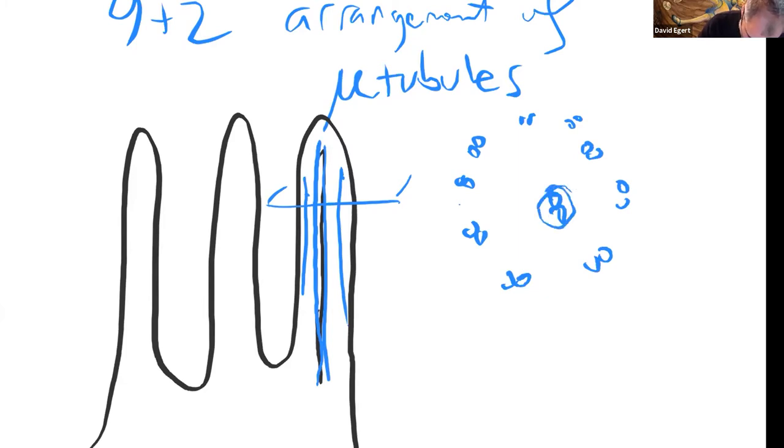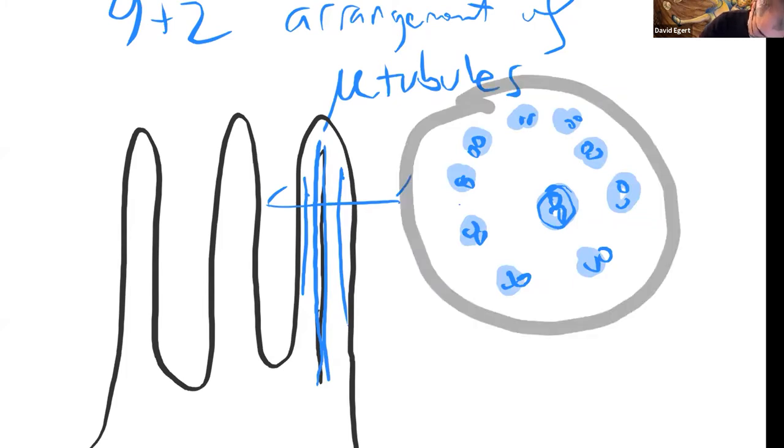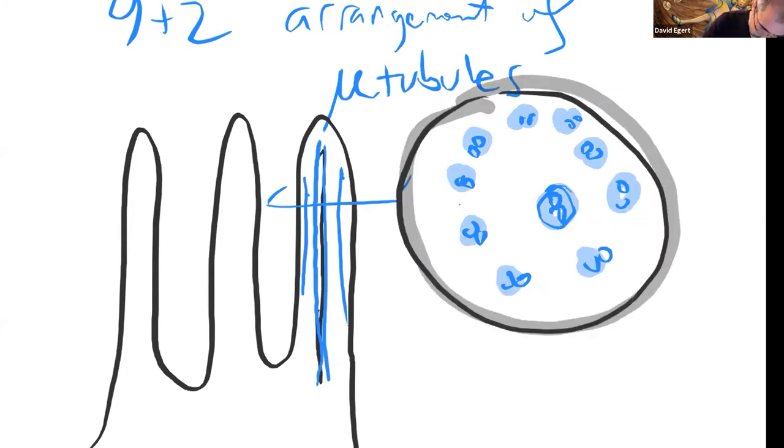Hold on, I'm trying to make this prettier. So here's a pair, here's a pair, here's a pair, and so on around the circle. And this is supposed to be the... so we're cutting across here. So there's this central thing, and then there's these pairs that go around it.